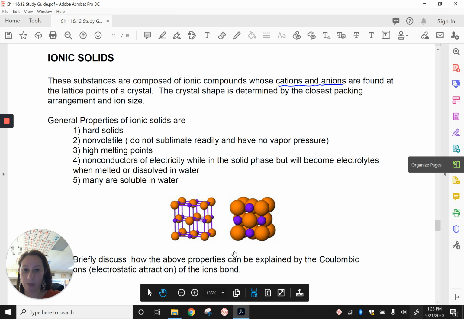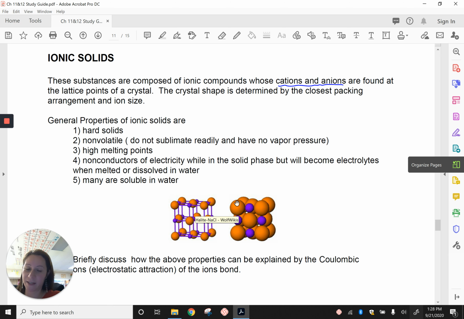So basically, if this was my crystal, these are all ions. If this was NaCl, for example, this would be the Cl minus, this would be the Na plus, and so on. Some general properties of these ionic substances are that they are hard solids. They're non-volatile. They have very high melting points, and therefore they are solids at room temperature. And usually their melting points are in the thousands of degrees, with a few exceptions.